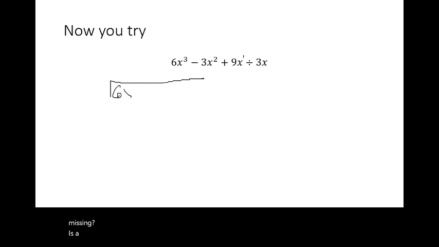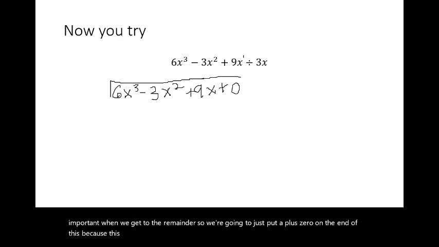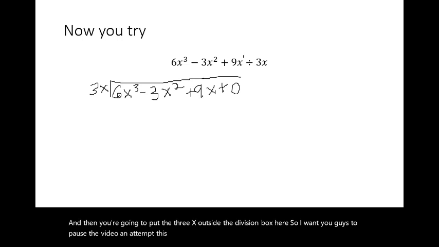Any missing constants do need a 0 as a placeholder, and that's actually going to be important when we get to the remainder. So we're going to just put a plus 0 on the end of this because this first polynomial was missing a constant. And then you're going to put the 3x outside the division box here. So I want you guys to pause the video and attempt this one yourselves, and then resume when you are done and ready to check your answers.